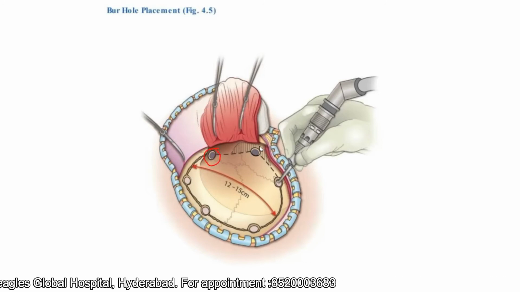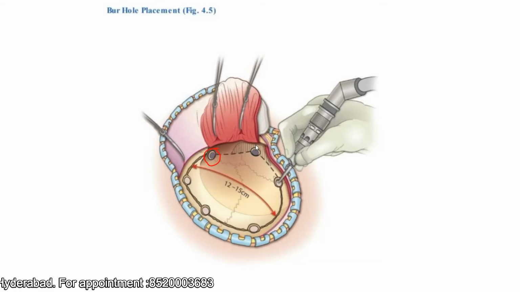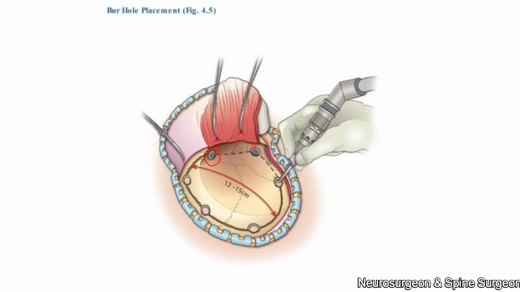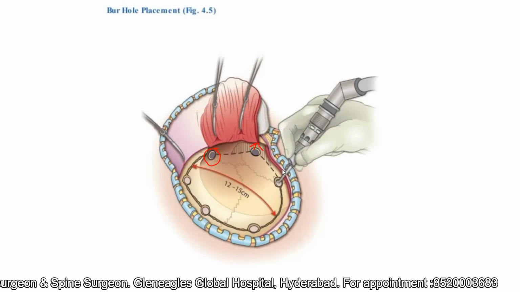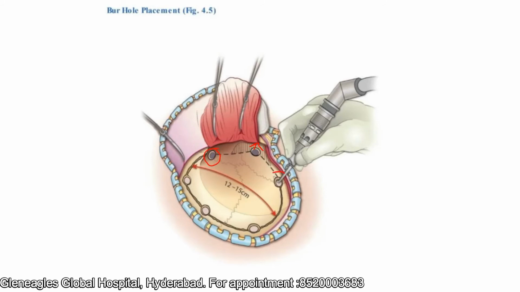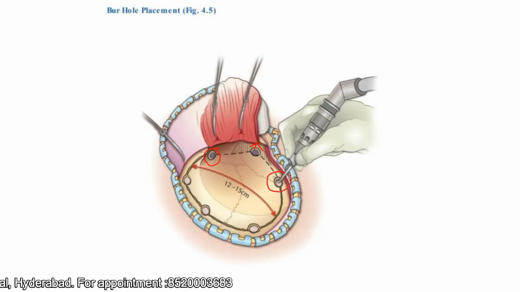The second burr hole is placed at the root of the zygoma, as low down as possible on the squamous temporal bone. The further down, towards the base of the skull, you go, the easier it is to expose the middle cranial fossa. The third burr hole is above the mastoid. Do not open the mastoid air cells.